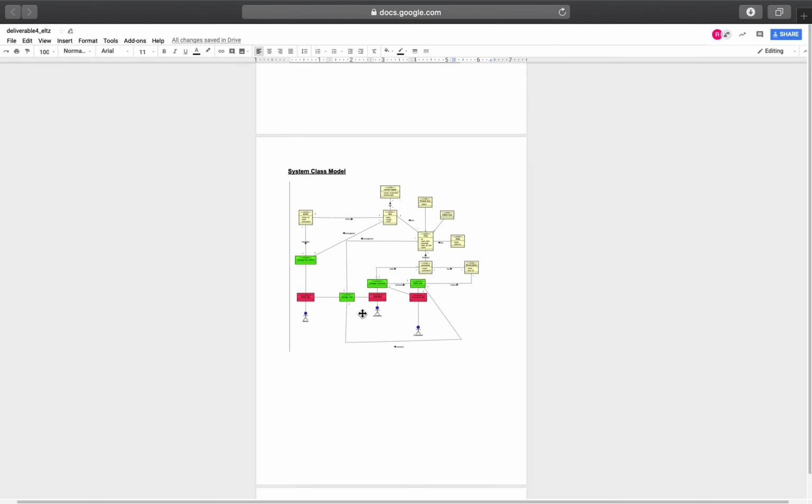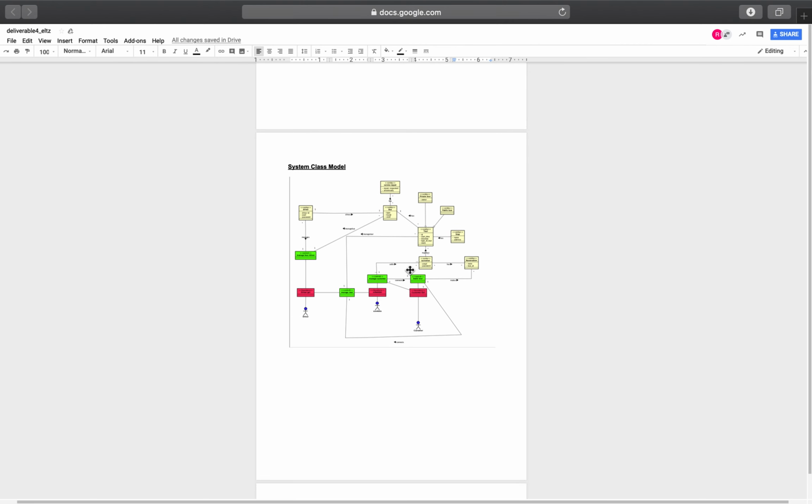Same with the system class model. We had to readjust it to make it look orderly, so that when we did our operational patterns, it was easy for us to find what goes where.